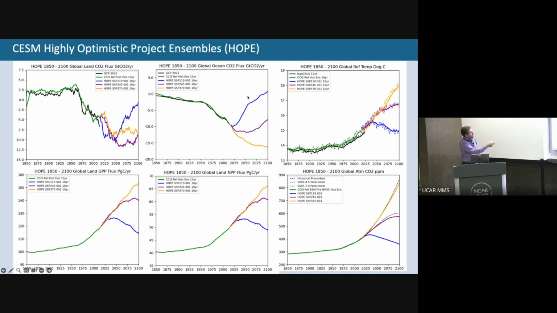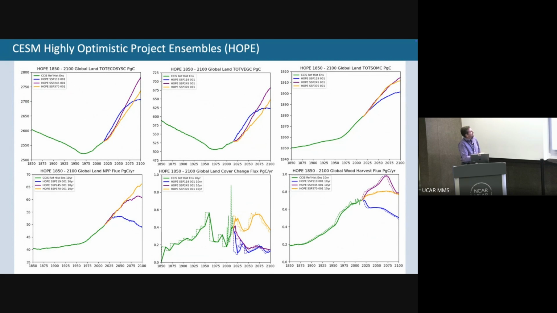There we can have a look at the GPP and NPP. They both follow along the CO2 trajectory almost exactly. Okay, so what's happening with this carbon cycle, total ecosystem carbon? We see that the CO2 fertilization and land use are interacting with each other. So we have much higher NPP in 370 than we do in 119. That means that our total vegetation carbon and our ecosystem carbon is actually going to be lower in 119 than it is in 245 and 370.